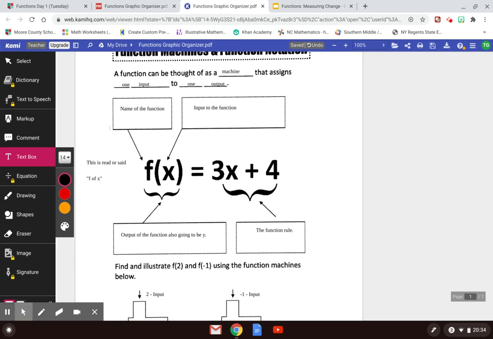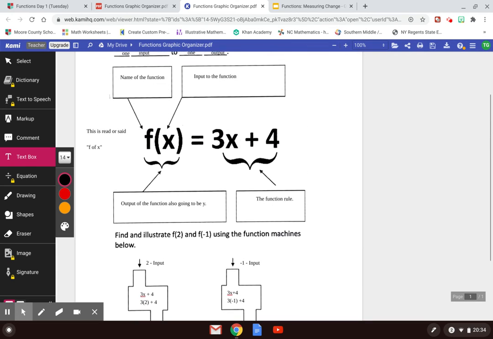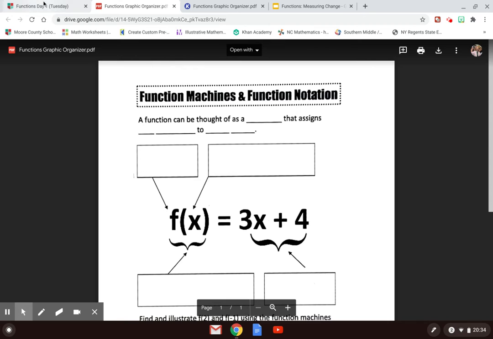So that's how we use functions to model and predict change. Okay? So that's what a function is all about, is modeling and predicting change and using inputs and outputs to model and predict that change. All right, so what we're going to do now is get a little bit of practice doing inputs and outputs to a function.